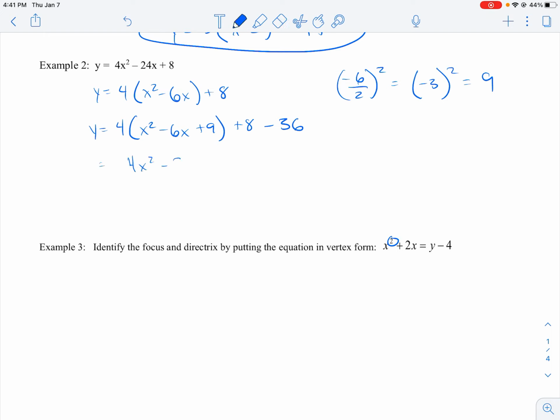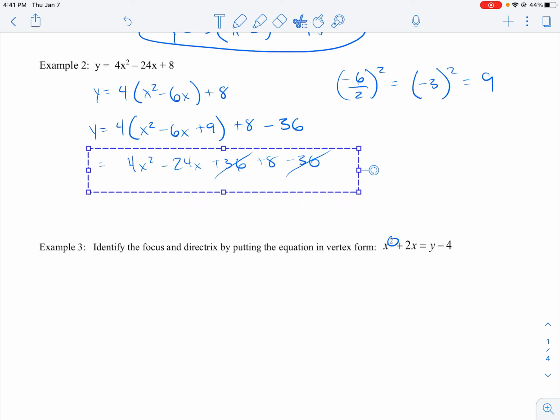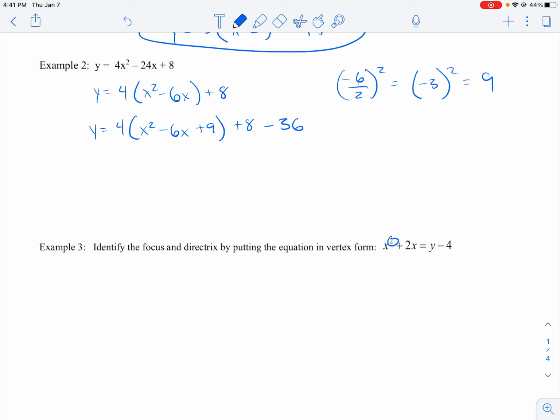4x squared minus 24x plus 36 plus 8 minus 36. The 36's go away, and again, we are left with what we started with. So I haven't broken any rules yet. Everything's still hunky-dory. Now I'm going to factor this. So this is going to be x minus 3 squared, and this is going to be a negative 28.